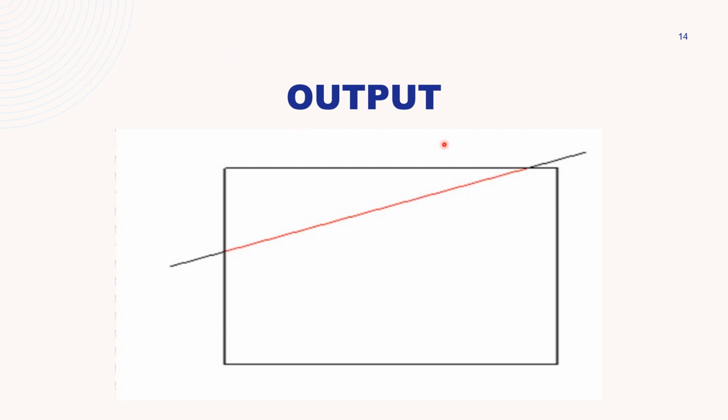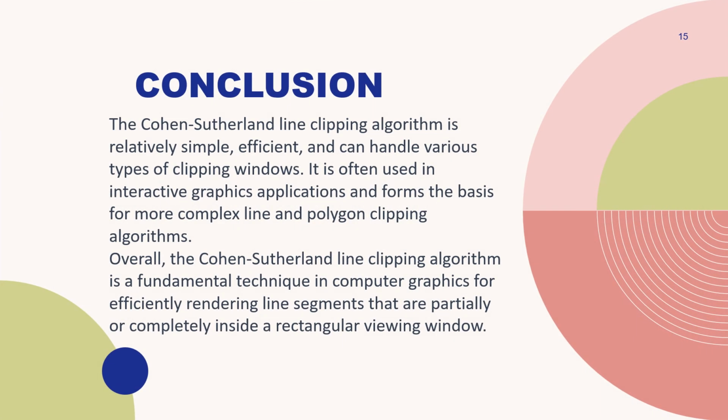So here you can see the output of the program. First the line was from here to here, but after applying the Cohen-Sutherland algorithm, the line has been clipped according to the user input. So from this video we can conclude that the Cohen-Sutherland line clipping algorithm is relatively simple, efficient, and can handle various types of clipping windows. It is also used for efficiently rendering line segments that are partially or completely inside a rectangular viewing window. So that's all for this video.